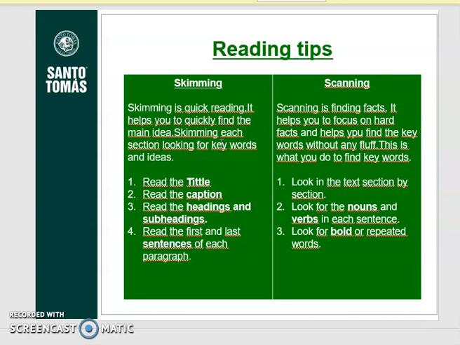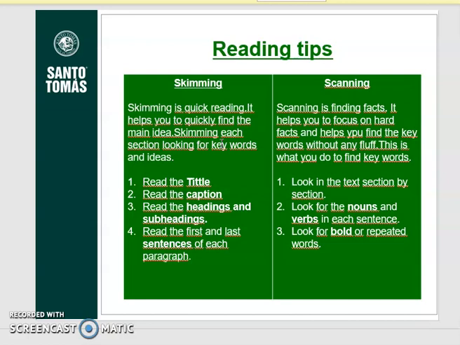Now, when you want to read about something for specific information and to have a true understanding of the subject matter, you scan. So scanning is finding facts. That means the true information, the true meaning of the text. All right, a deeper understanding of it. It helps you to focus on hard facts and helps you to find the keywords without any fluff. Fluff means without wasting your time. This is what you do to find keywords, so specific information.